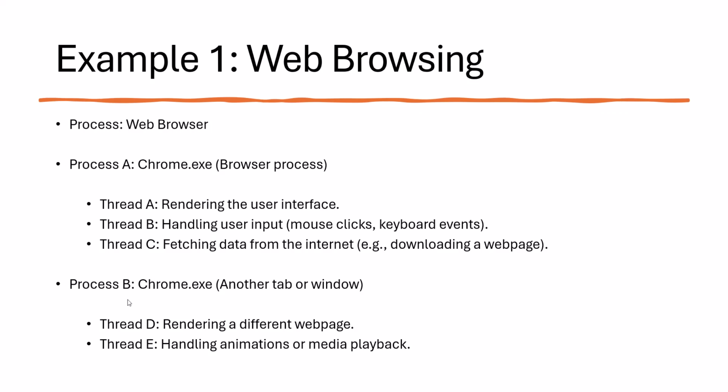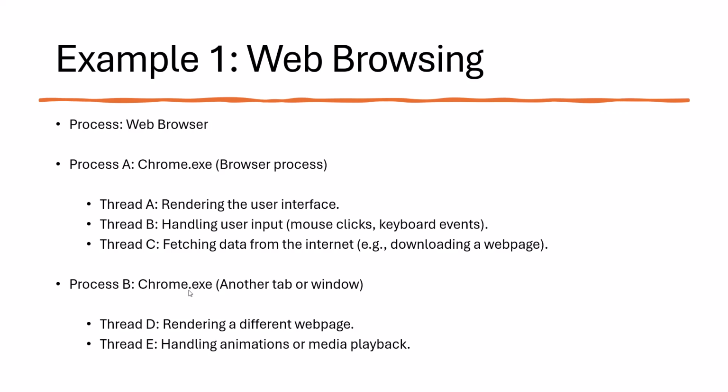And then again there is a process B. In Chrome, I'm opening another tab or another window of Chrome. That will be our process B. It means when I'm opening my Chrome and in that Chrome I have different tabs, each tab itself is one new process. And that process will also have different threads.